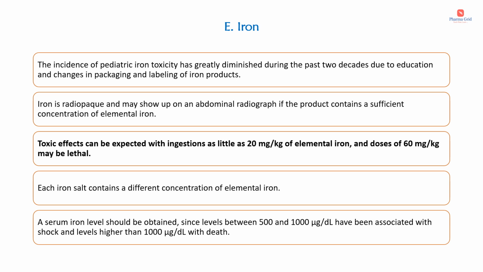Toxic effects can be expected with ingestions as little as 20 mg per kilogram of elemental iron, and doses of 60 mg per kilogram may be lethal. Each iron salt contains a different concentration of elemental iron. So there are different iron salts available. That is sulfate salt, which consists of about 20% elemental iron. Then fumarate salt, 33% elemental iron, and gluconate salt, about 12% elemental iron. So a serum iron level should be obtained since levels between 500 and 1000 micrograms per deciliter have been associated with shock, and levels higher than 1000 micrograms per deciliter with death.